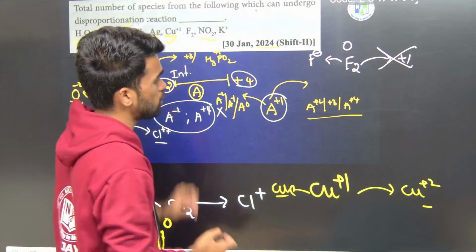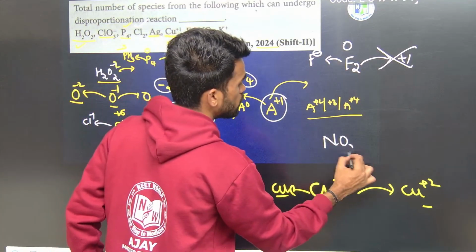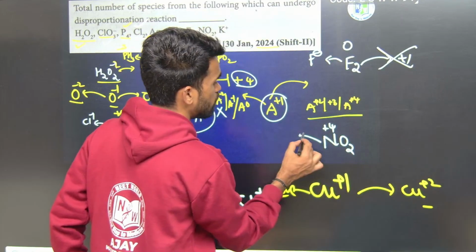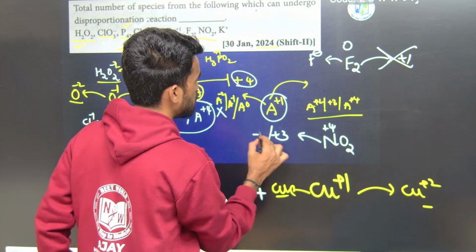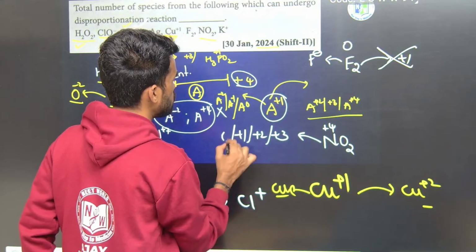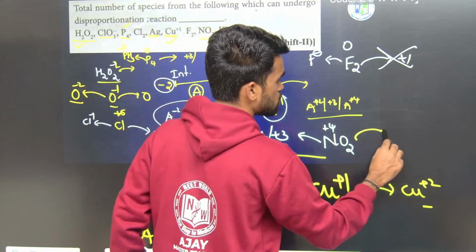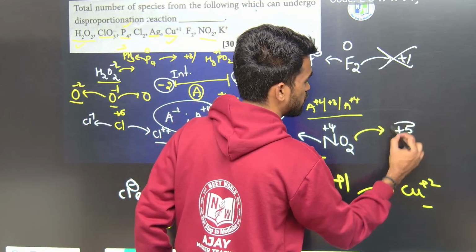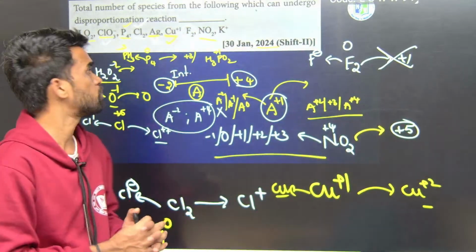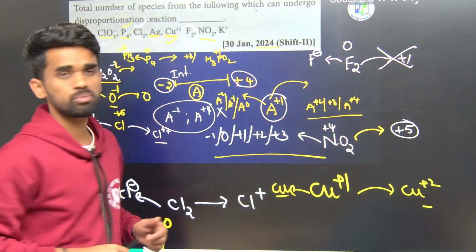Next, NO2 is given, with +4 oxidation state. Now it can convert into +3, +2, +1, 0, or a negative oxidation state. It means it can undergo reduction, and it can also have a maximum oxidation state of +5. So both oxidation and reduction are possible now. So this can show a disproportionation reaction.